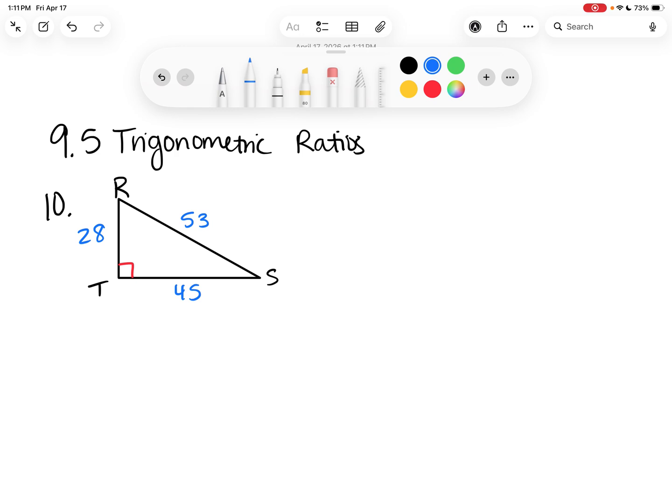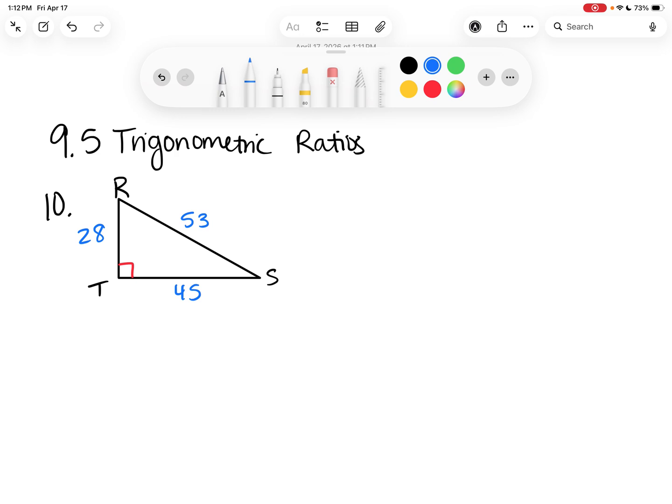All right, so this is our right triangle that they've given us, and it wants us to find the sine, cosine, and tangent of the acute angles. Well, if this angle is 90 degrees, the other angles both have to be acute, right? Because acute is less than 90, and total angles have to add up to 180. So that means that we have to do it for both of the other ones. So we're going to do it all for R and then all for S.